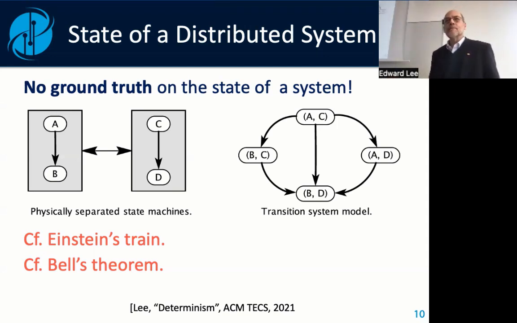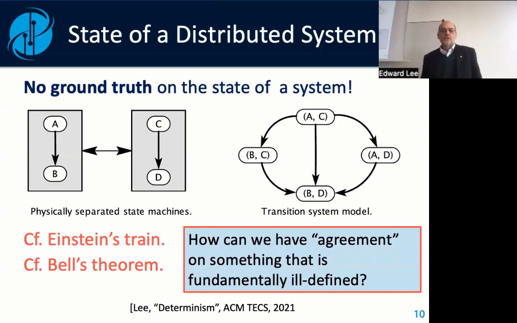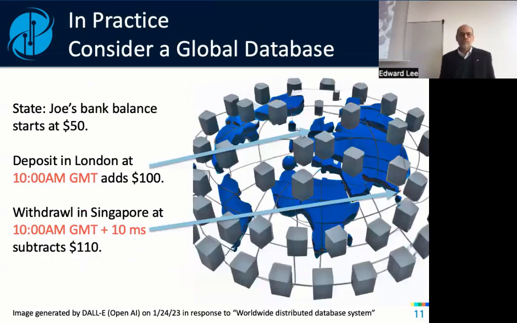So it's not clear that it makes sense to build a whole concept of consistency around something that actually is foundationally flawed, right? So how can we have agreement on something that's fundamentally ill-defined? So let's look at a really practical example. This is a database example, but applied to a real-world problem.